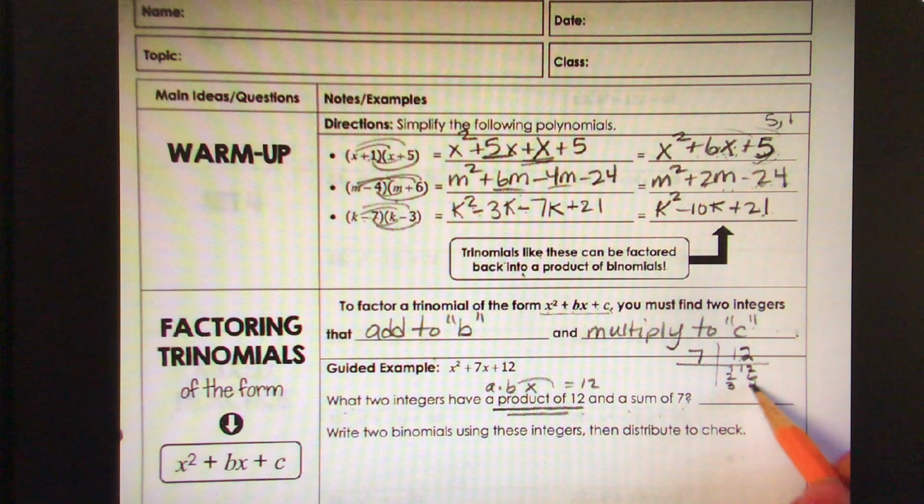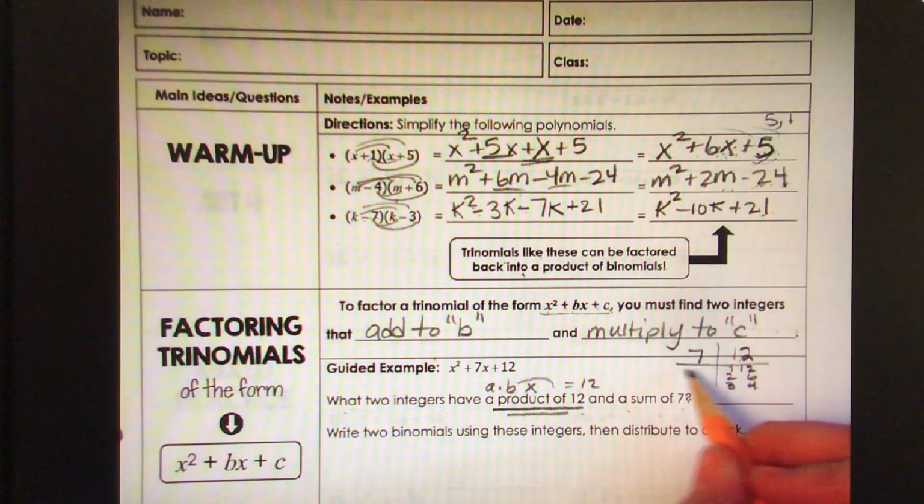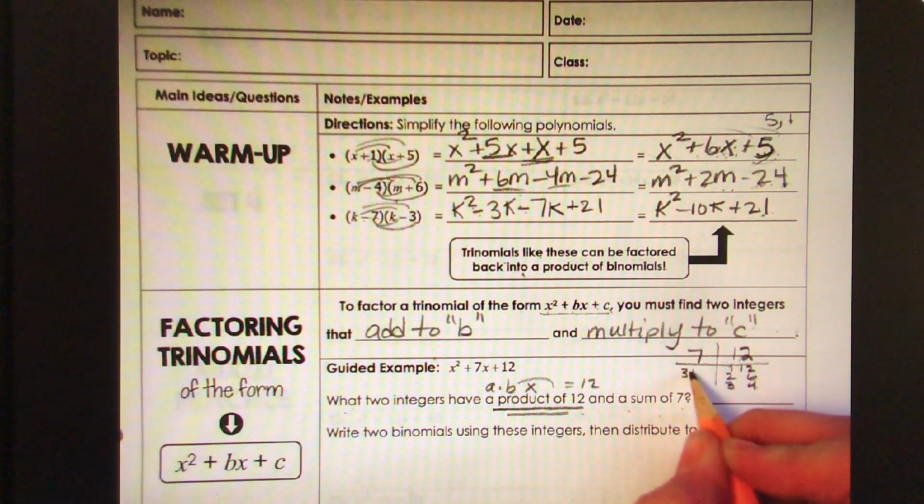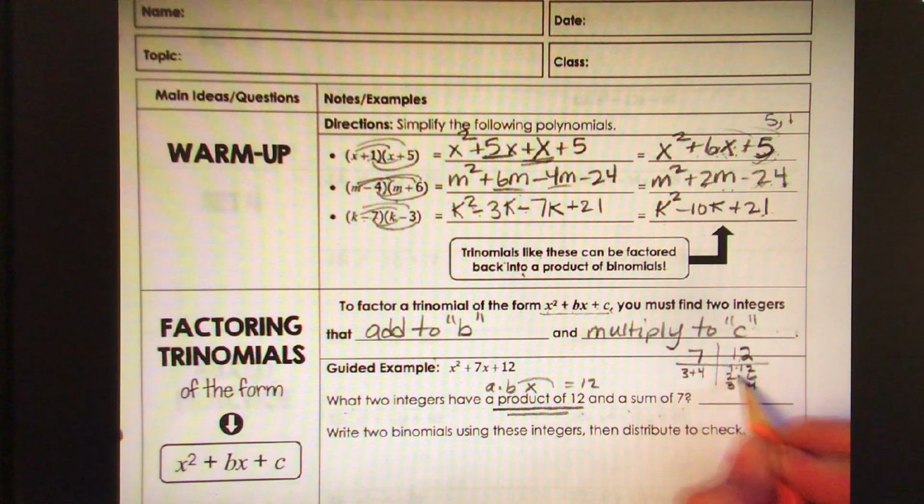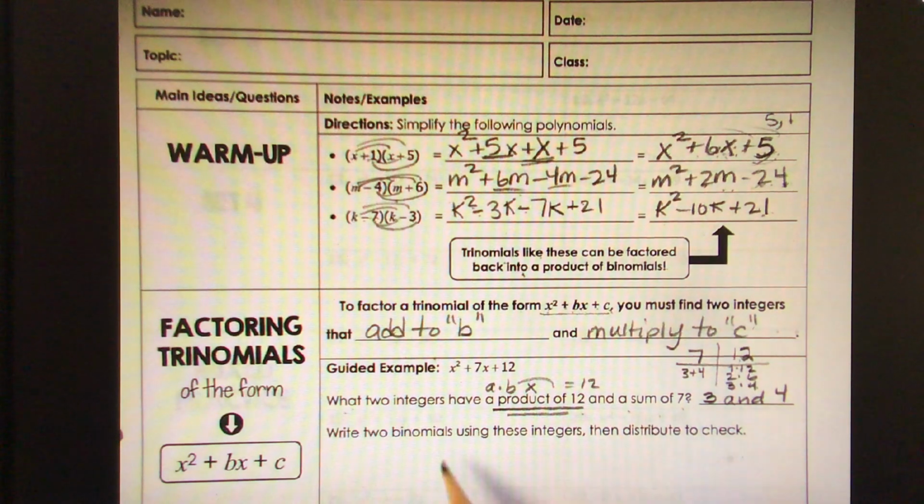Now you should be able to see pretty quickly that I have a 3 and a 4, right? If I add them together, I get 7. So I have 3 plus 4. Okay? So there are my magic numbers. That's what they have in common. So 3 and 4, I'm going to play around with those factors. Now it says I can write the two binomials using these integers.